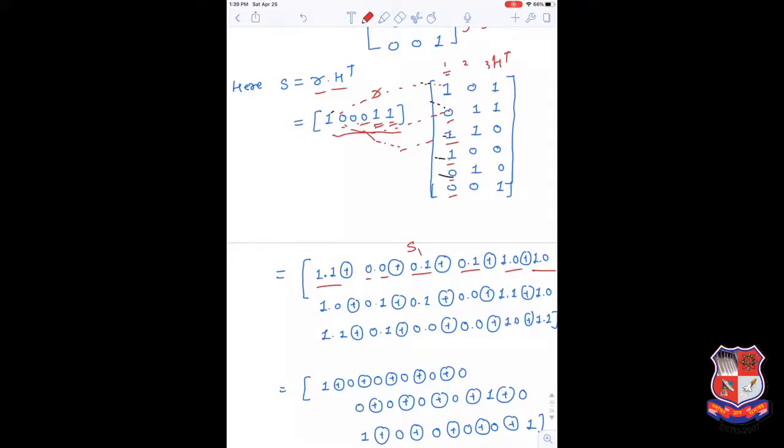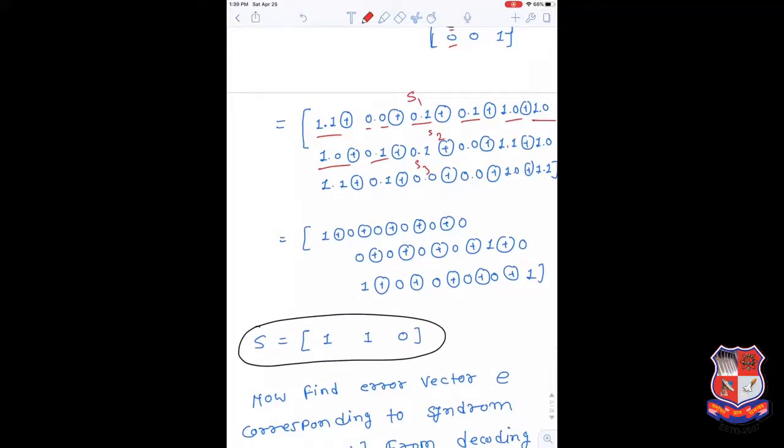Then we get the second bit of the syndrome by multiplying all the bits of the received vector R with the second column of the HT matrix. So this one will go with this 0, 1 into 0, then this 0 will multiply with 1, and so forth. You are getting S2, and you are getting S3. If you simplify this, 1 into 1 is 1, 0 into 0 is 0 and so on. And if you XOR this, the first is 1. This is our S1, this is our S2, and this is our S3. So we got the syndrome S.